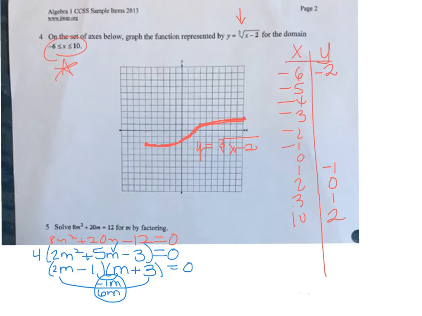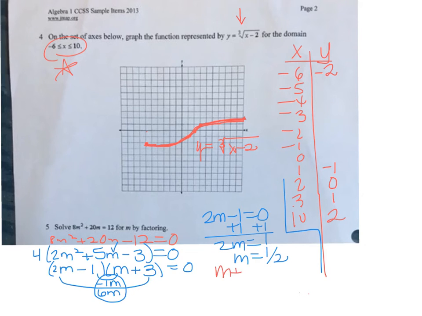I'm going to set them each equal to 0. So 2m minus 1 is equal to 0. Add 1 to both sides. Drop the 2m and divide it out. So I get 1/2 is one value. And then the other one, which I'm going to do in red, m plus 3, you already know it's the opposite value. So m is equal to a -3. So my solutions are 1/2 and -3.